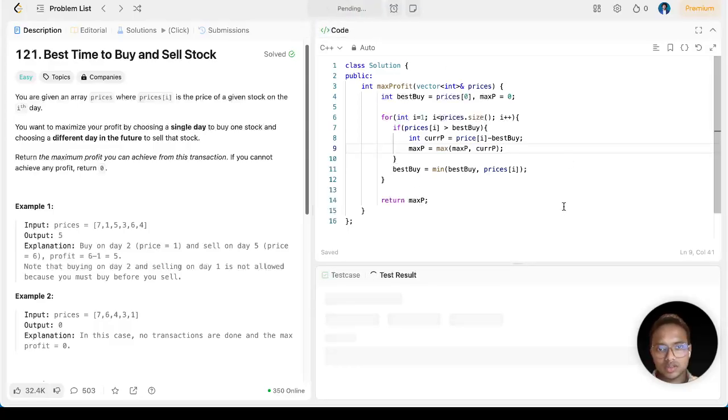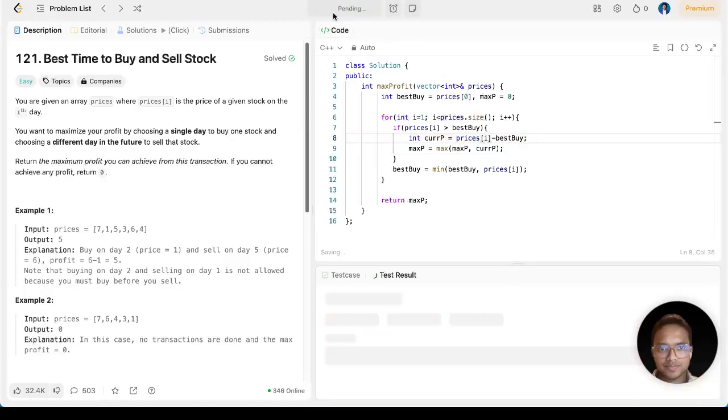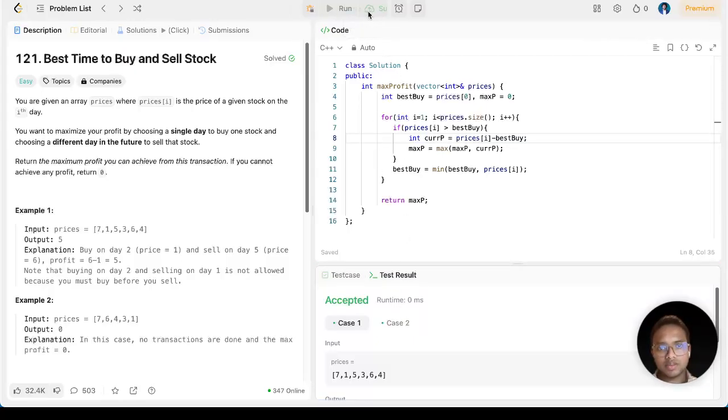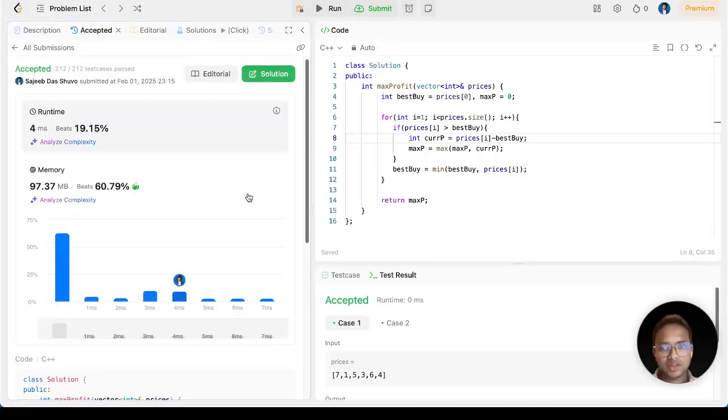Let's run this code and have a look. Oh sorry, it will be prices. And we have passed our test case. Let's submit this code, and we have solved this problem successfully. Thank you so much.